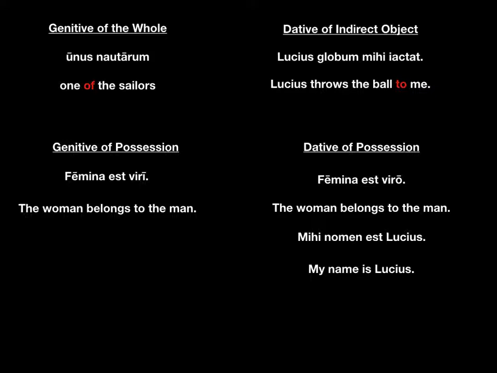In this case, the translation "belongs to" is the best. And the reason for that is because we get to keep the word "to." The woman belongs to the man. It reminds us that "viro" is in the dative. But you could also translate it as the man has a wife, or the woman belongs to the man, something like that. You can also use the dative of possession to tell someone what your name is. So, "mihi nomen est Lucius" means my name is Lucius. Literally, to me, the name is Lucius. So that's the dative of possession.